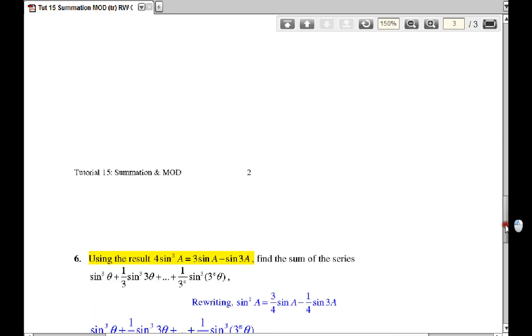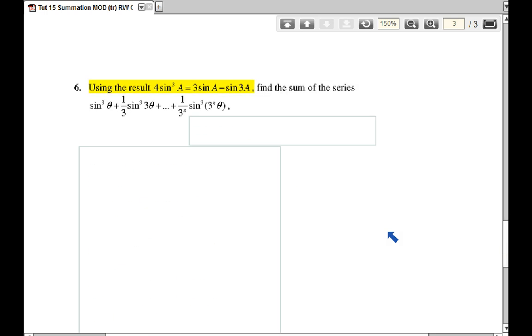Okay, good. Question 6. Question 6 is another tedious question. Using this result, find the sum of the series. What is this result that we're talking about? Look here, you have to reuse, you see a sine cube A. You see sine cube A, you see sine cube theta. So somehow you got to make use of this.